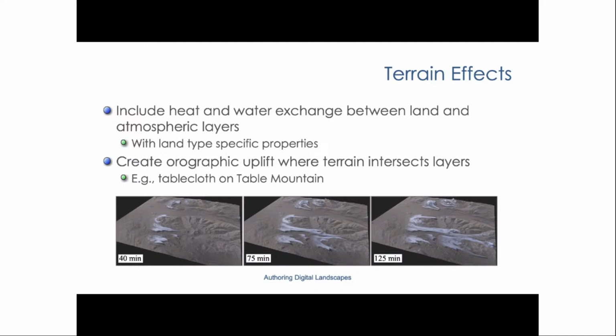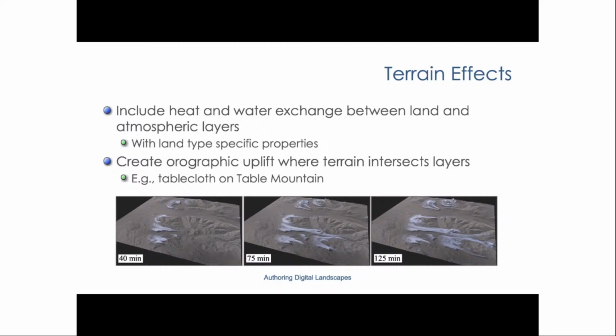And so you would have, for example, moisture carried from lakes and the sea into the atmosphere. Also, different land types affect the atmosphere in different ways. So if it's bare rock, for example, it's going to give off more heat, therefore causing more uplift and convection. And typically you might, for example, get cumulus clouds forming above such areas.